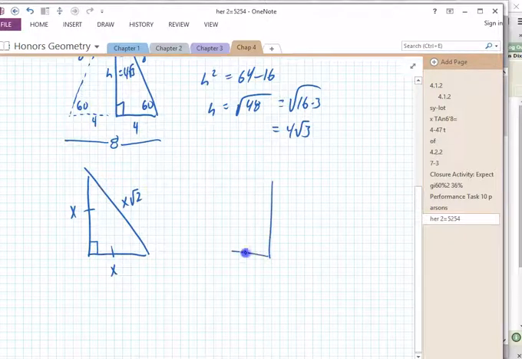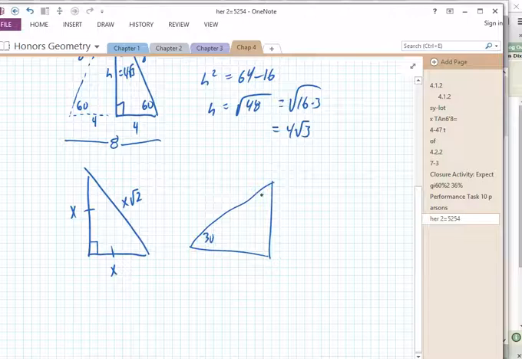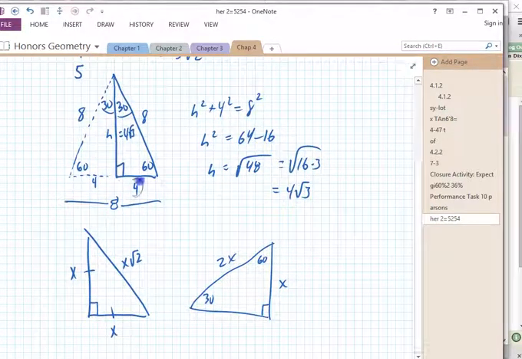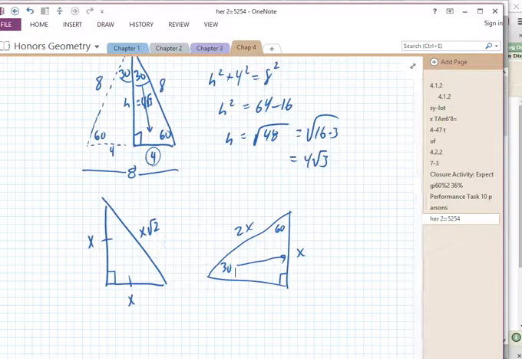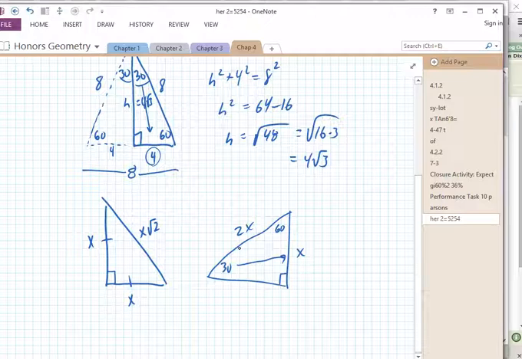For a 30, 60, 90 triangle, it always works that whatever the short leg is, the hypotenuse is always twice as long. Remember I said here we had 4 for the short leg. The short leg is across from the 30-degree angle. Smallest leg is across from the smallest angle. And so when you double that, we got 8. And so here, if the short leg across from the 30-degree angle is x, then the hypotenuse is twice as long. And then using the Pythagorean theorem, this would always work out to be short leg times root 3.